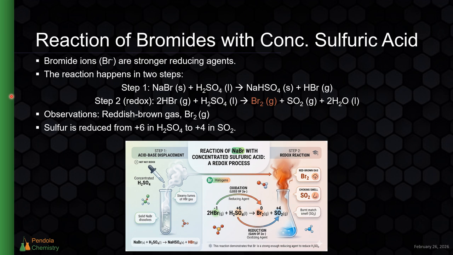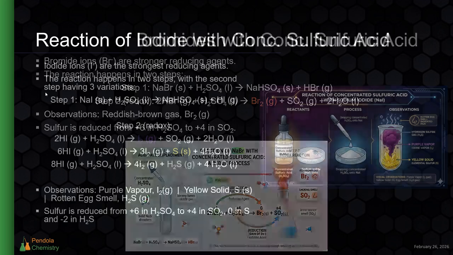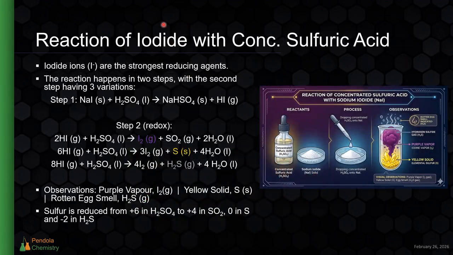But there's one more halide that has even more reducing power than the bromine, and that is iodide. The reaction of iodide with concentrated sulfuric acid is even more drastic. Iodide ions are the strongest reducing agent out of the common halide ions. And that's again because they're the largest with the most shielding.